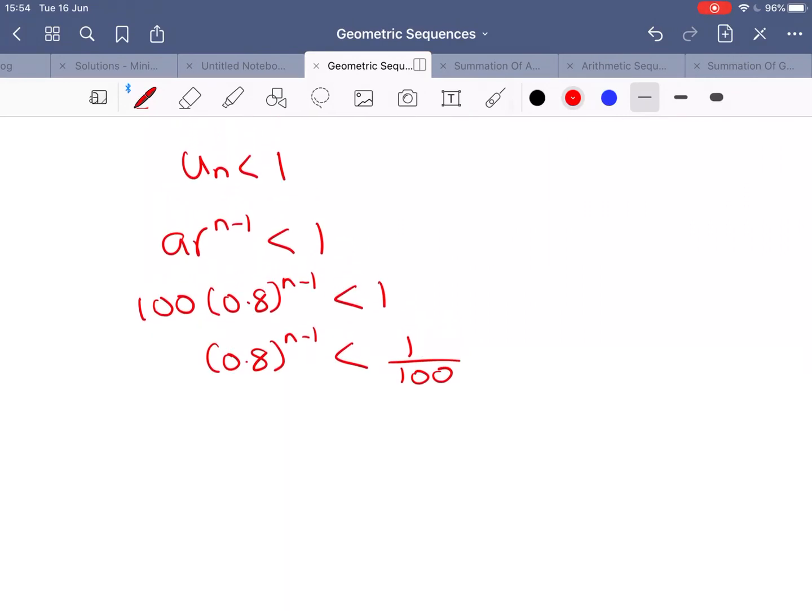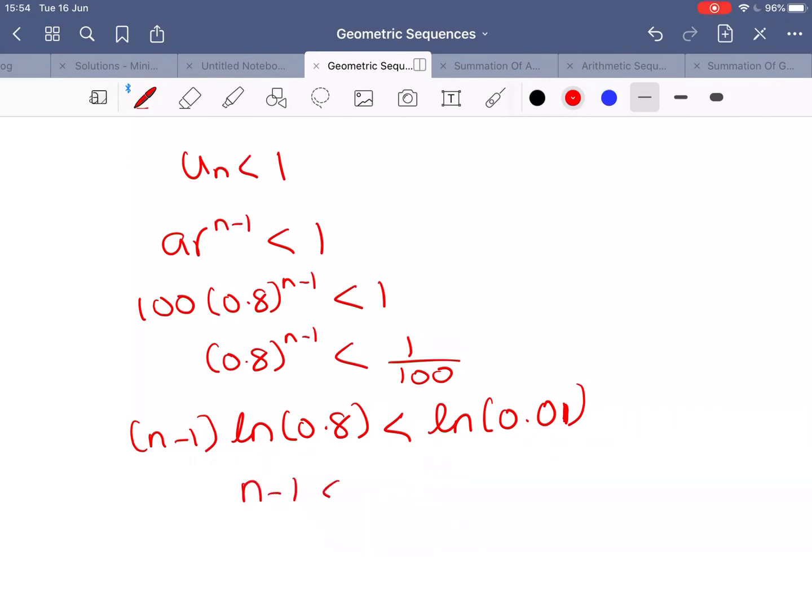And now I can take my natural logarithm of both sides. Again, I'm going to do this in one jump rather than doing it separately. I've got n minus 1 times the natural logarithm of 0.8 is less than the natural logarithm of 0.01. So this is where you have to be really careful, because it would be really easy to say n minus 1 is less than the natural logarithm of 0.01 divided by the natural logarithm of 0.8. And that's wrong. There's a mistake there.